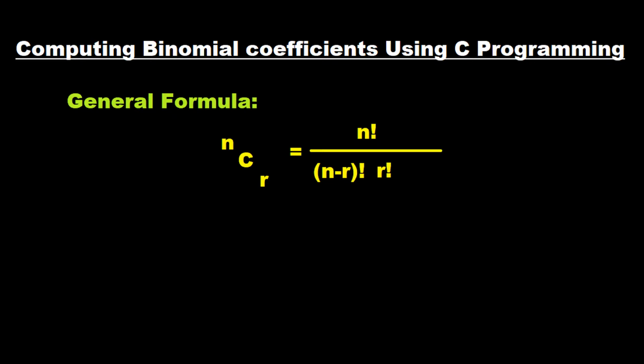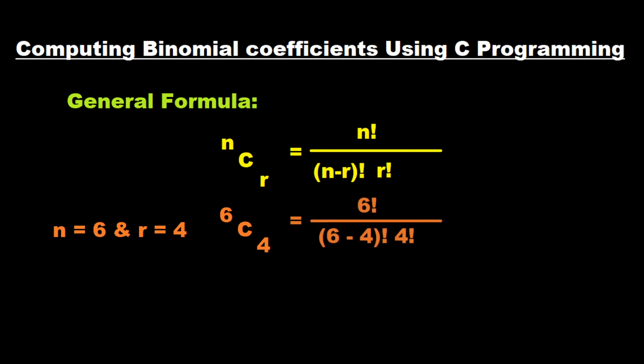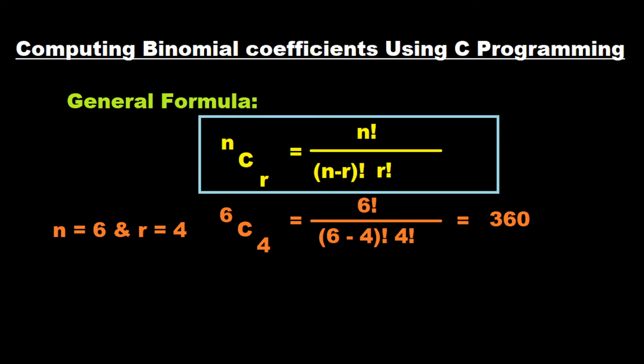Suppose we have taken the values for n and r to be 6 and 4 respectively. Then the formula will be like this. nCr is equal to 6C4 is equal to 6 factorial divided by (6 minus 4) factorial into 4 factorial. Then if you calculate the result, you will find that it is 360. So this is the basic formula.